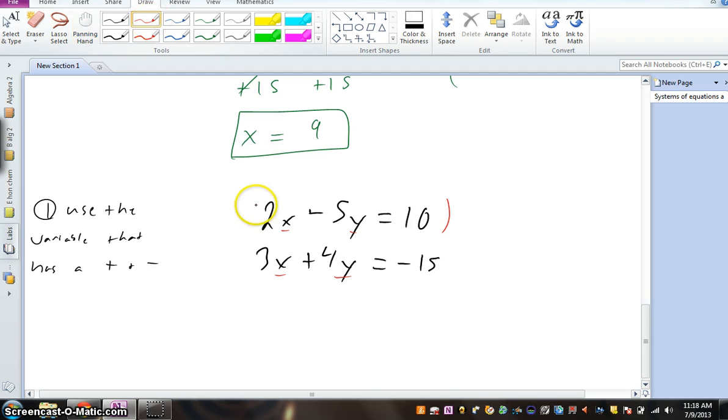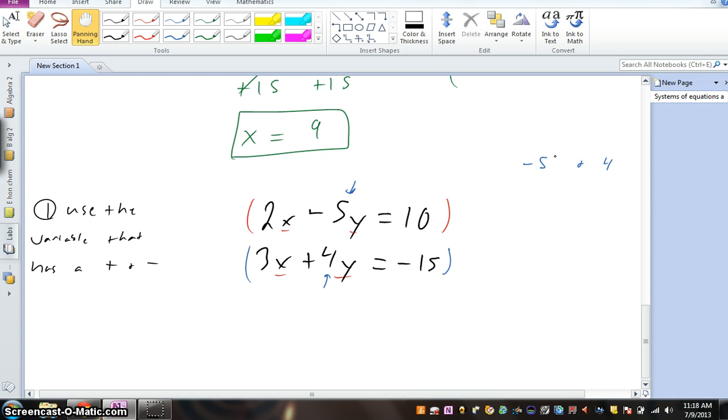So, let's use the y in this case, because notice we have a minus y and a positive y. So we're going to use the y here. And I'll color code this so we can keep it separate a little bit. All right. So here's the question we have. Up here we have a negative 5y and a positive 4y. So we have a negative 5 and a positive 4.